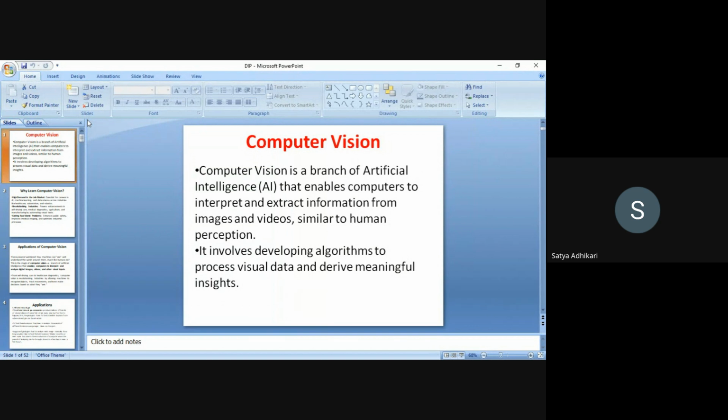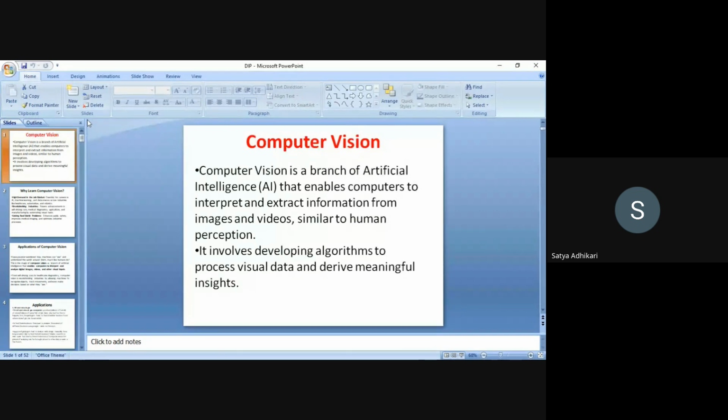Then let us discuss a new topic, computer vision. Let us see what computer vision is. Computer vision is a branch of AI, artificial intelligence, that enables computers to interpret and extract information from images and video, similar to human perception.